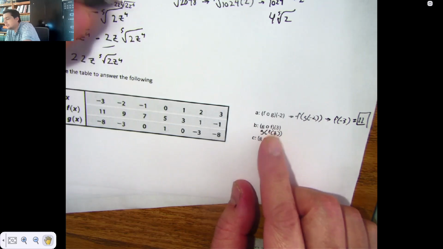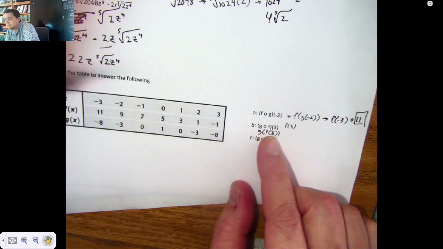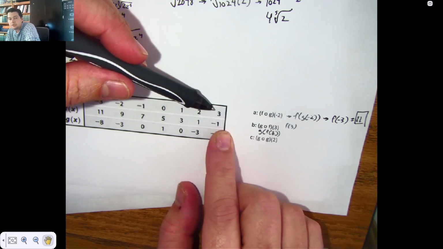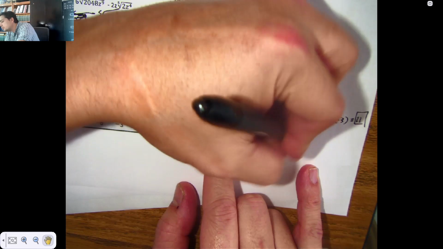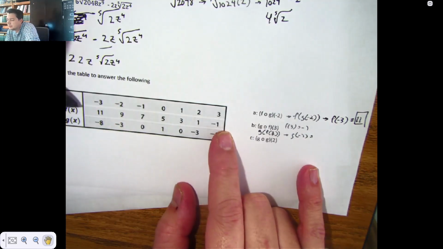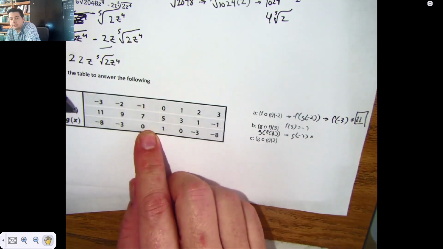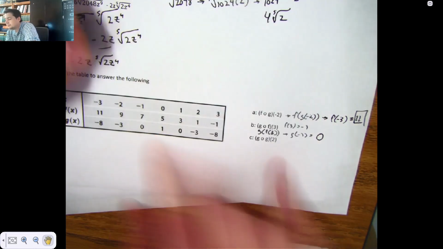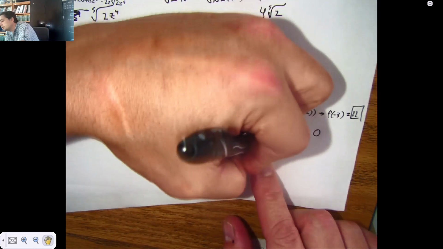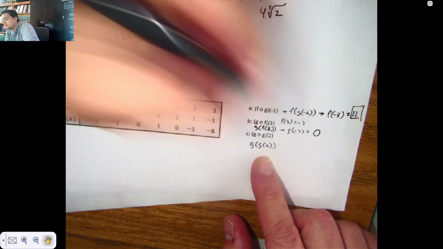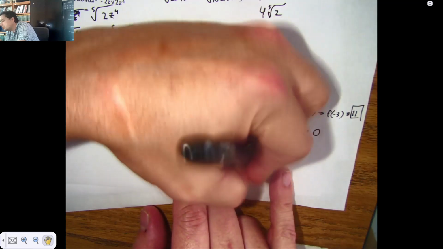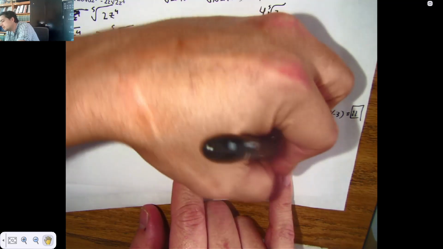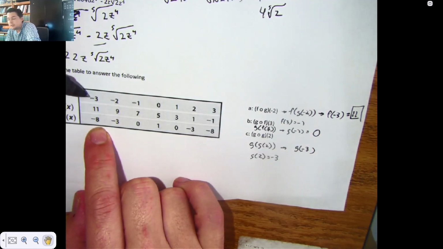B is g of f of 3, and again, remember that's g of f of 3. So the first thing I do is figure out what f of 3 is. I go to where x is 3, and I look at function f. I get a -1. And I do replacement, g of -1. So I go to -1, I look down at g, and I get a 0. Then g of 0, I go to 0, I look at g, and I know that g of 0 is a -3. So this now becomes g of -3, and it spits back a -8.